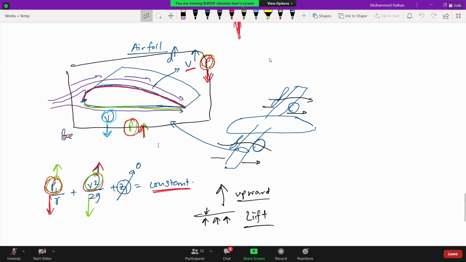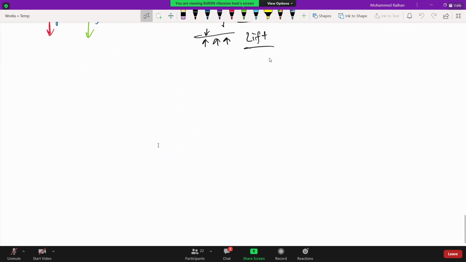This is one of the applications of Bernoulli's equation. And another one: all the rockets use something called a converging diverging nozzle, and it is something like this.